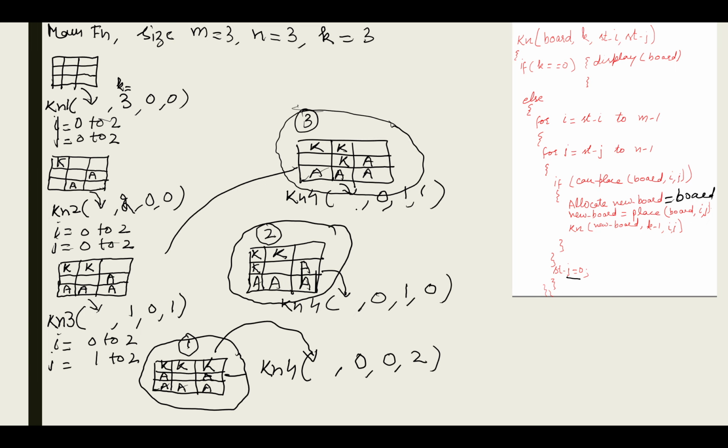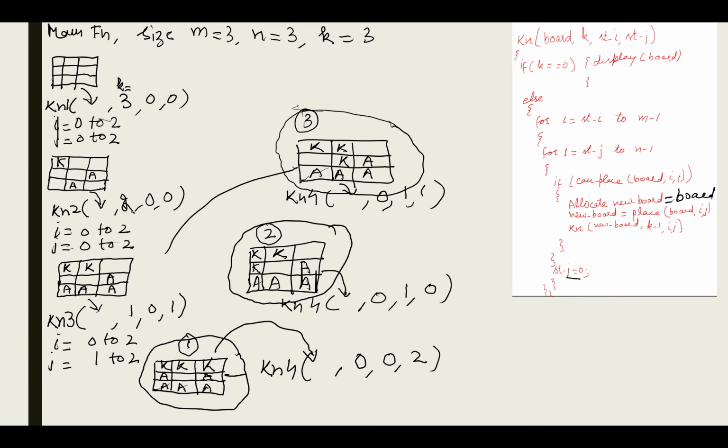Again Kn4 returns back to Kn3. Kn3's loop again increments to 1, 2. We cannot place there because it is an attacking position. I increments now, J becomes 0. 2, 0 we cannot place, 2, 1 we cannot place, 2, 2 we cannot place, because all are attacking positions. So eventually Kn3 will end. When Kn3 ends, it goes back to Kn2, the second recursive call. So it backtracks to that position.